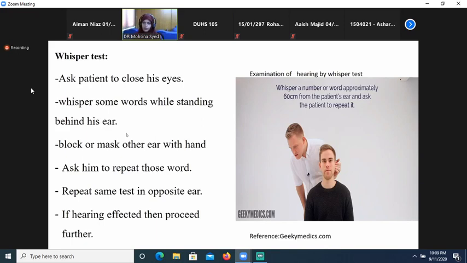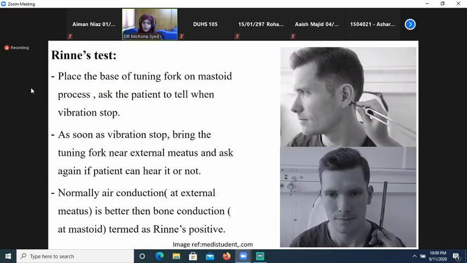Now for the Rinne's test, we take a tuning fork. Usually a 512 hertz or a 256 hertz tuning fork is used. We take a vibrating tuning fork and place it on the mastoid process over here. As you can see in the picture, you place the tuning fork on the mastoid process and ask the patient to tell when the vibration stops. As soon as the vibration stops, we bring the tuning fork in front of the external meatus and ask the patient if he can hear it or not.